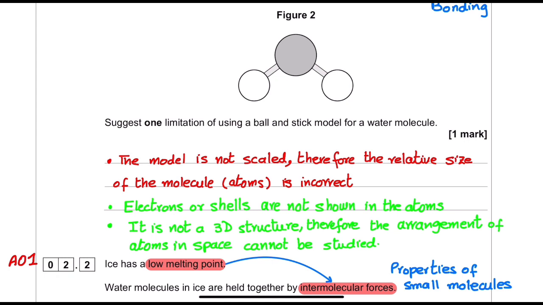The model answer for the limitation of using a ball and stick model is that the model is not scaled, meaning the size is not given here. Therefore, the relative size of the molecule is incorrect. Electrons and shells are not shown in the atom, so it is very difficult to see the movement of the electrons in the shells. It is not a 3D structure, therefore the arrangement of the atoms in space cannot be studied. Students can use one of these options to get the full 1 mark.